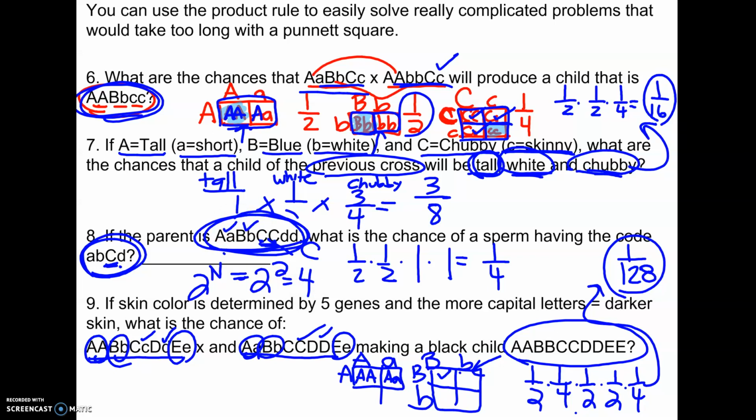I could write out the exact 4. Big A with big B, with big C with little d. Little a with little b, with big C and little d. Big A with little b, with big C with little d. And little a with big B, with big C with little d. Those would actually be the 4 sperm that could be made. So that's the way that would work.